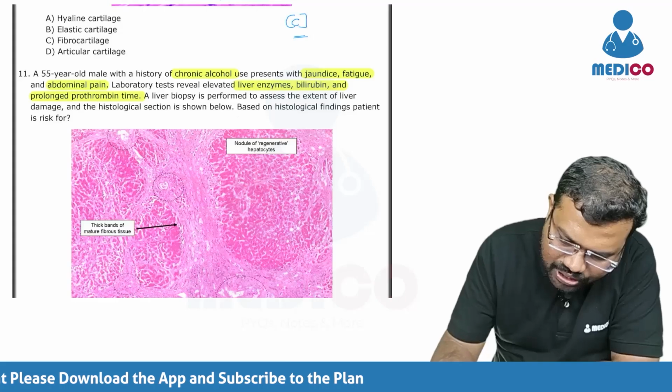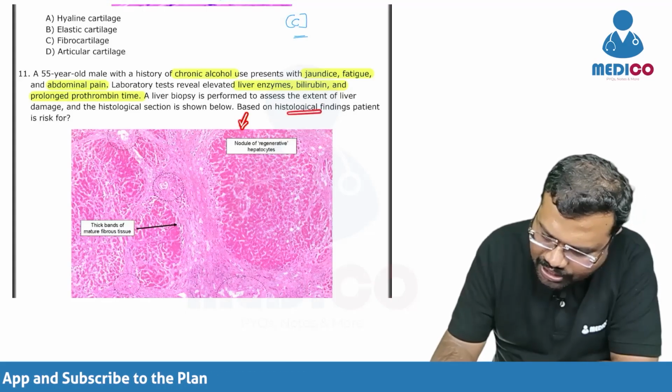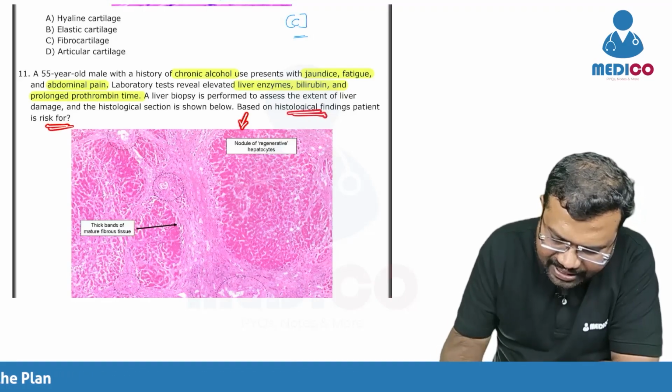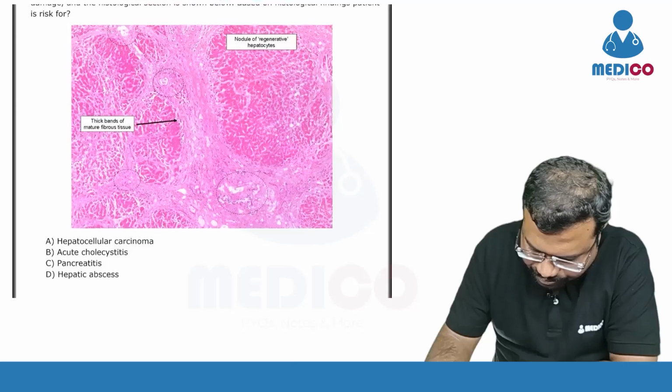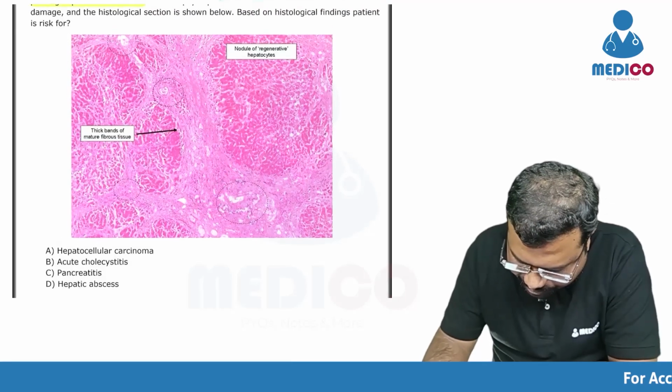So, the liver histological section was given in this way. Based upon the histological findings, the patient is at risk for what structure?